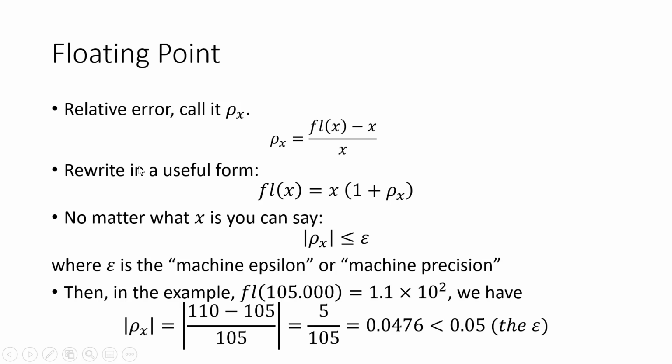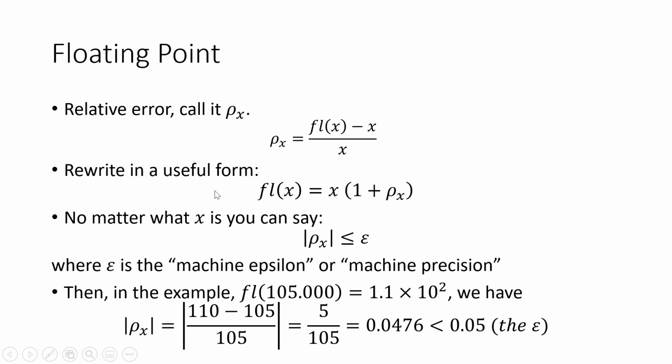So relative error, I'm going to call that rho sub x. Relative error, rho sub x, is going to be the float value minus the value, so that would be your absolute error, divided by the true value. So x is your true value. You take the absolute error and divide it by your true value. That's why it's a relative error.